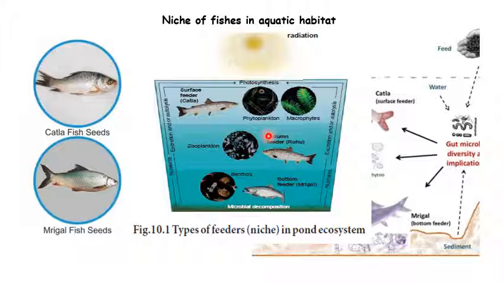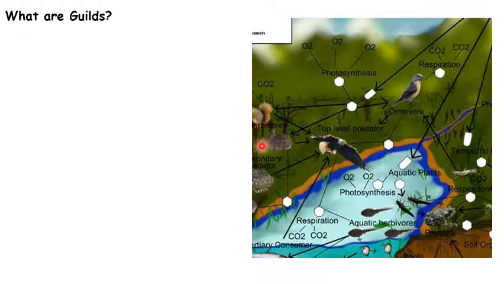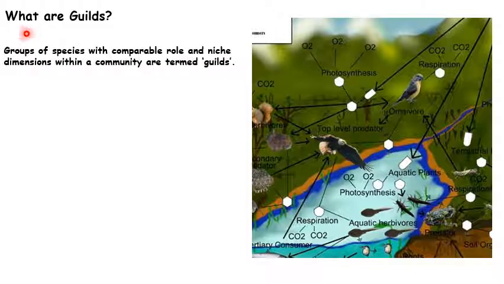Let's see more about these niches. So let us learn more about niche. In ecology you have a terminology, guilds. The word guild means many, many people or many animals or many organisms. So let us see the definition of guilds first.